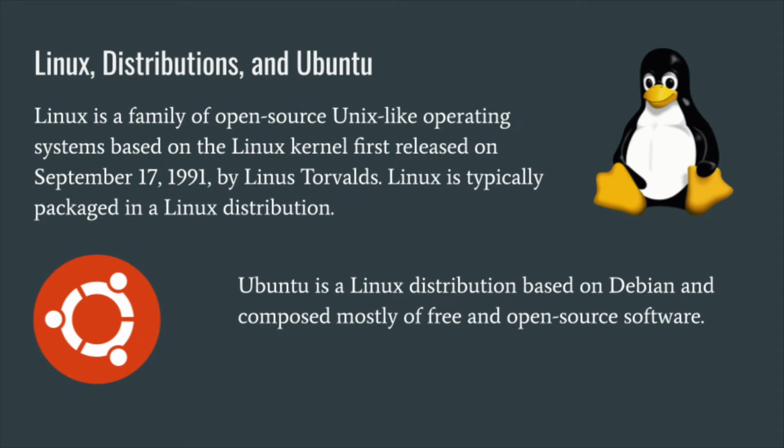Linux is a family of open-source Unix-like operating systems based on the Linux kernel. Linux is typically packaged in a Linux distribution. Ubuntu is a Linux distribution based on Debian and composed mostly of free and open-source software.